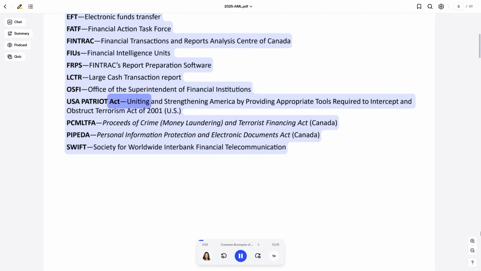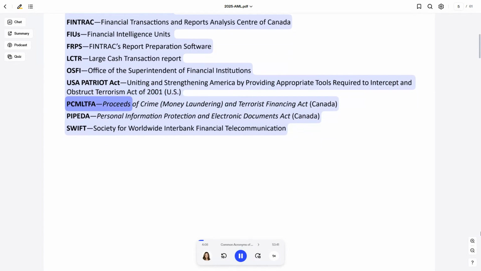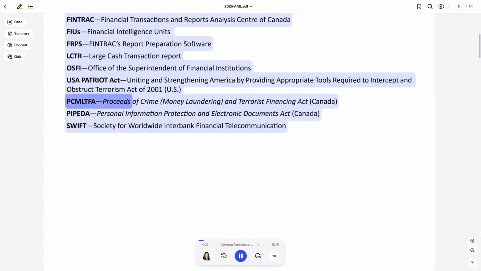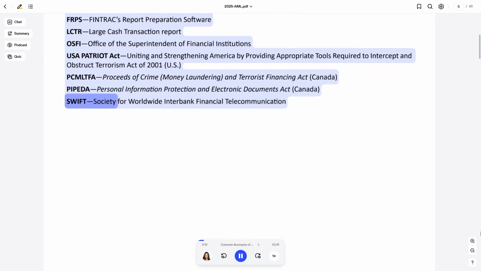USA PATRIOT Act, Uniting and Strengthening America by Providing Appropriate Tools Required to Intercept and Obstruct Terrorism Act of 2001. PCMLTFA, Proceeds of Crime Money Laundering and Terrorist Financing Act, Canada. PIPEDA, Personal Information Protection and Electronic Documents Act, Canada. SWIFT, Society for Worldwide Interbank Financial Telecommunication.